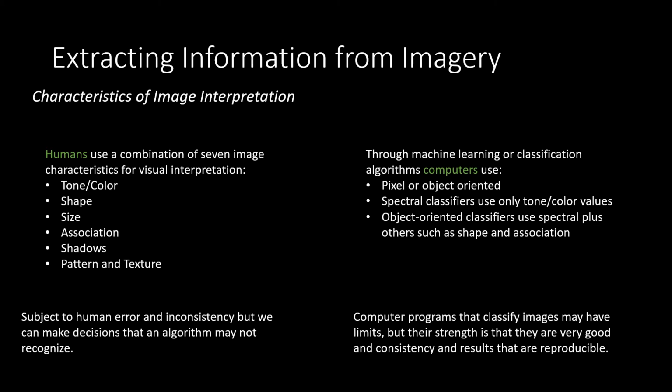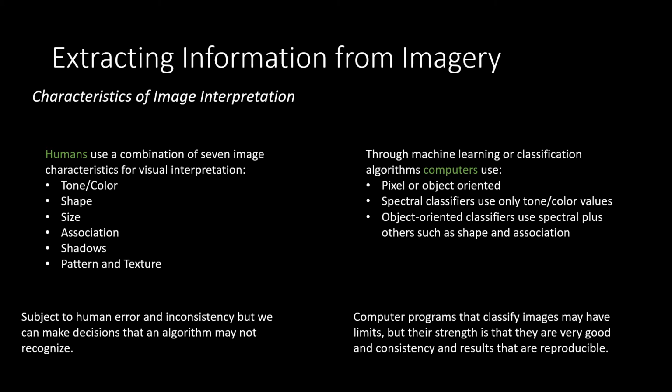So humans use a combination of image characteristics to interpret imagery. We can see those listed here on the left. And those characteristics are used to essentially make a decision that, yes, indeed, this is a tree and this is a car. Computers use algorithms based on rankings to make these decisions.